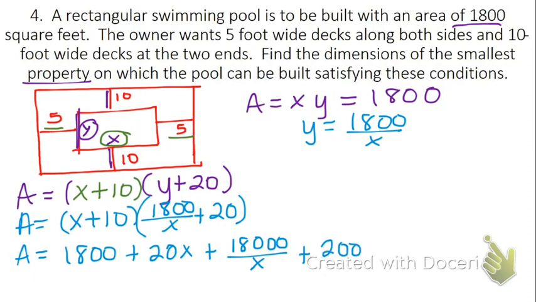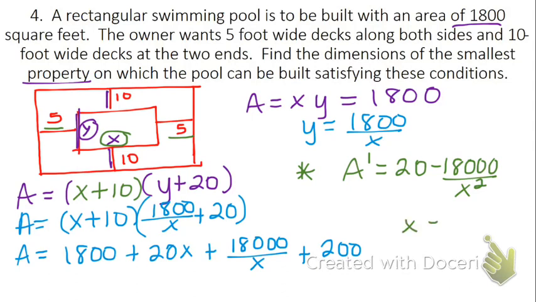The reason for multiplying it out is it just makes finding the derivative much easier, because now when I find the derivative, well, the derivative of 1800 is just 0. The derivative of 20x is 20. The derivative of 18,000 over x, if you think of that as bringing it up and then rewriting, would be negative 18,000 over x squared. The derivative of 200 is 0, so the derivative becomes much easier after you've multiplied it out. Again, I'm going to let you finish that. You set that equal to 0, cross multiply and solve.